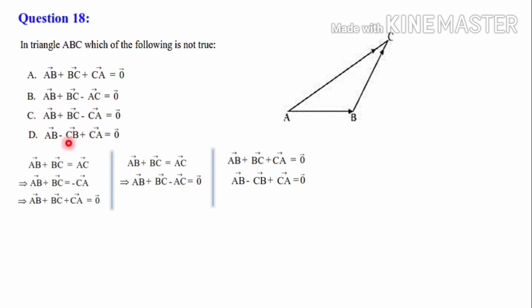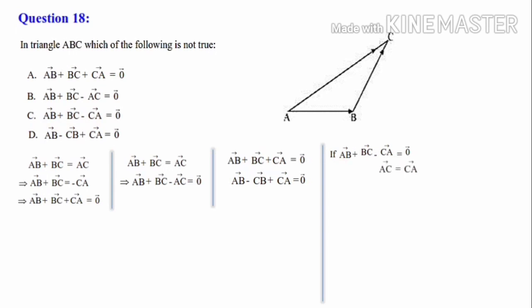You can check here, vector AB minus vector CB plus vector CA is equal to 0. So the first, second and the fourth statements are true. Of course, the third statement will be the incorrect one. So let's check that. Here AB plus BC minus CA is equal to 0. We can write this statement as vector AB plus vector BC minus vector CA equal to 0 vector. That is the given statement we are writing.